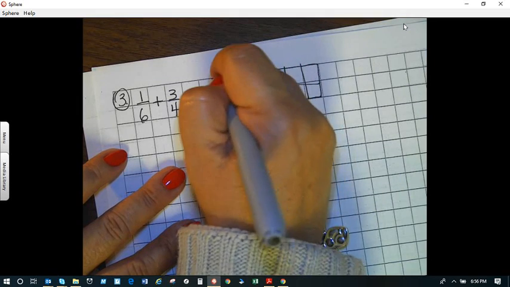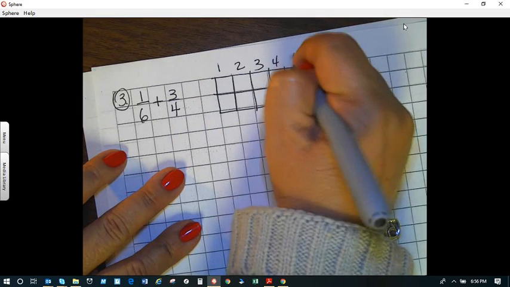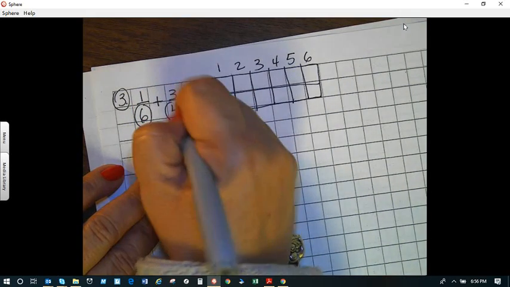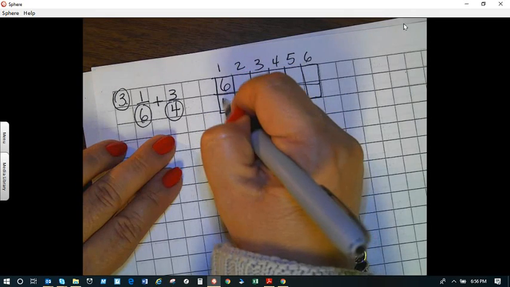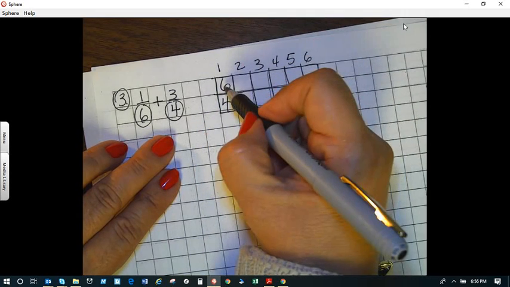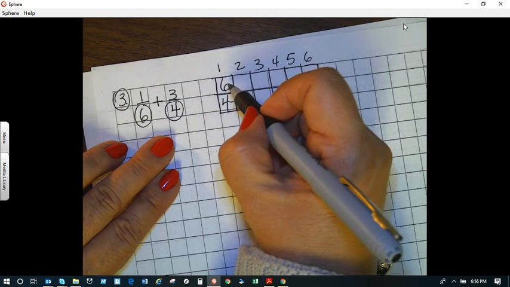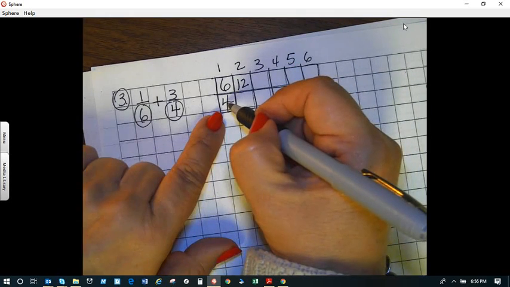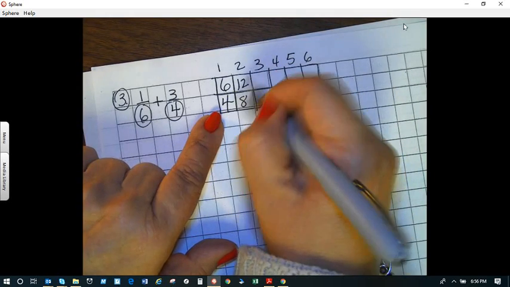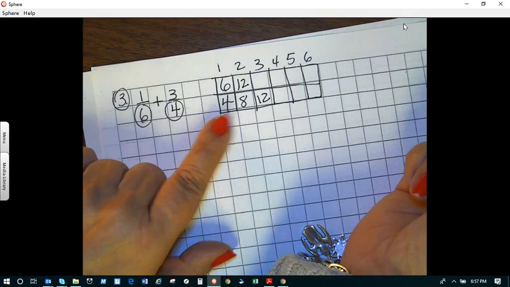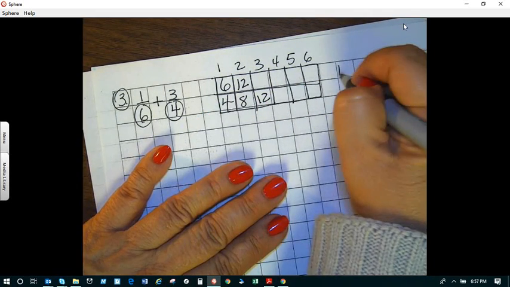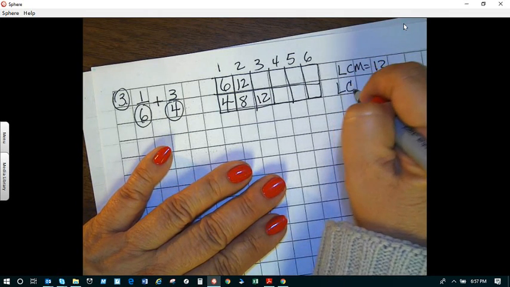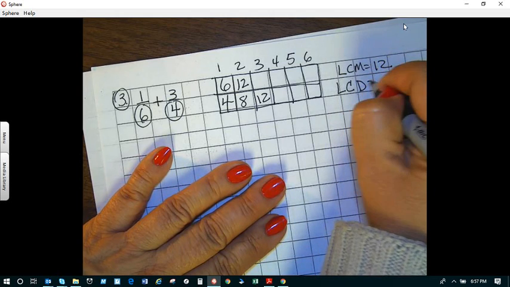So I'm going to number my columns, and that's probably too many numbers, but it's okay. I'm going to circle my denominators. I'm going to put my 6 here and then my 4 here. I know that for 6, I'm going to skip count, or I can multiply. 6 times 2 is 12. Well, I'm going to wait for just a second, because I know that if I do 4 times 2, that's 8. 4 times 3, that's 12. I just found my least common multiple, my LCM, which is 12. It'll also be my lowest common denominator, which is 12.